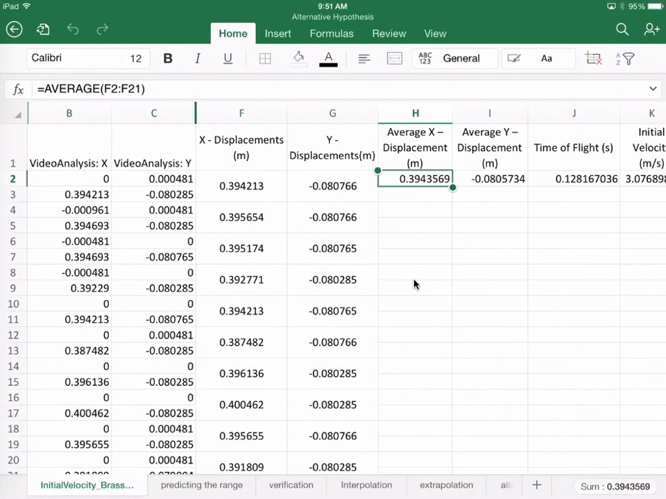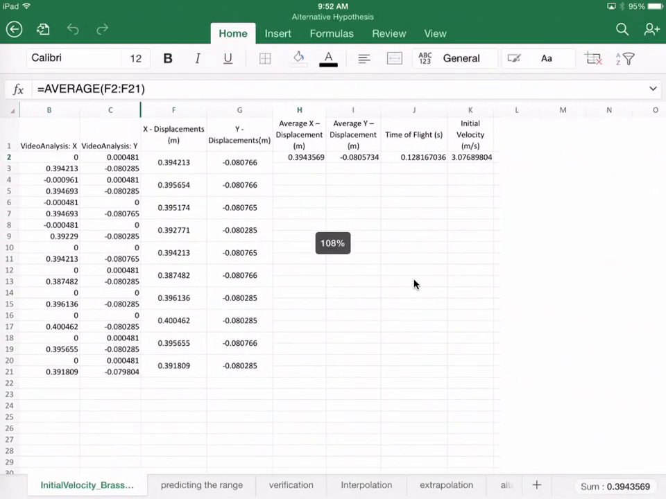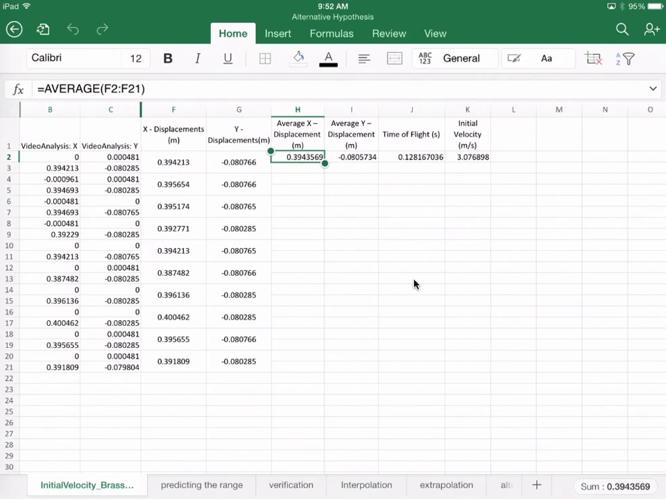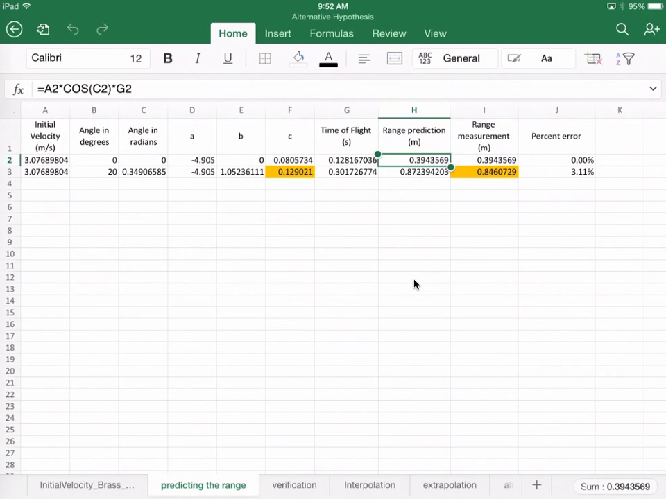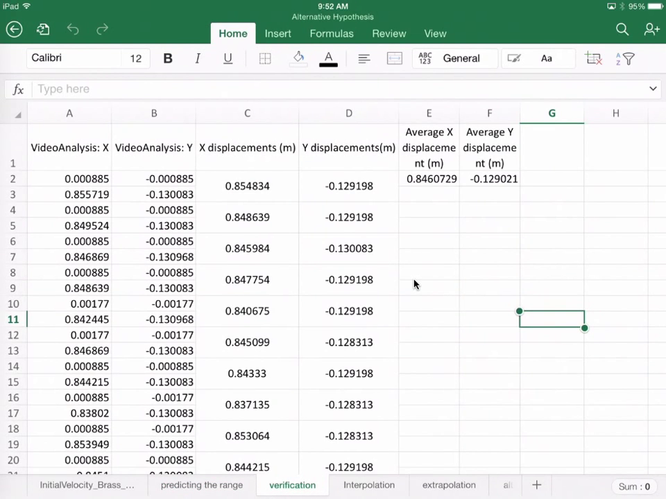Hello, students. We are going to talk about correcting our hypothesis with an alternative hypothesis, but I want to bring you back into the picture a little bit. Remember, we calculated the initial velocity first. We got ourselves some data using video physics, and then we predicted the range. After we did that, we verified our prediction.